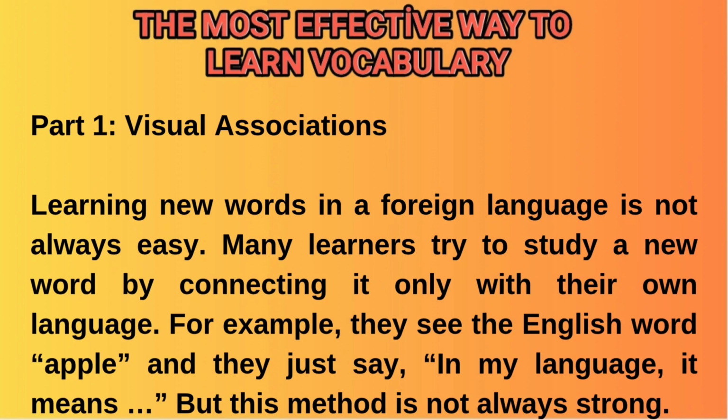The most effective way to learn vocabulary. Part 1. Visual associations. Learning new words in a foreign language is not always easy. Many learners try to study a new word by connecting it only with their own language. For example, they see the English word, apple, and they just say, in my language, it means... But this method is not always strong.